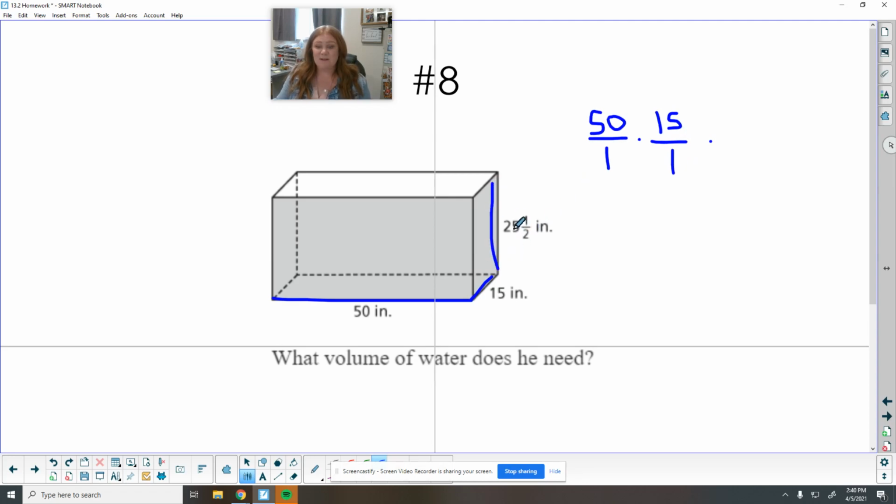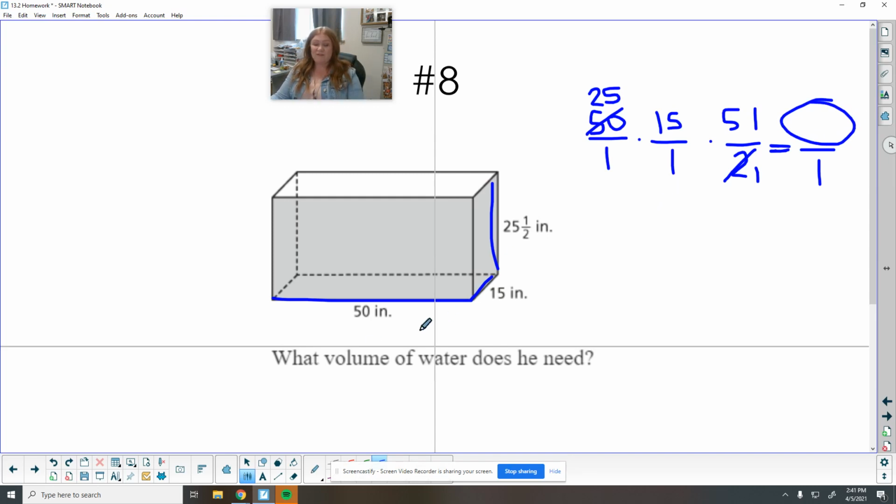So 2 times 25 is 50 plus 1 is 51 out of 2. So we can simplify a little here. 2 goes into 2 one time. So which number is divisible by 2? That's 50 since it's even. So when I cut that in half, it is 25. So now, right, we just have ones on the bottom. So 25 times 15 times 51 will tell us what the volume of water is that he needs.